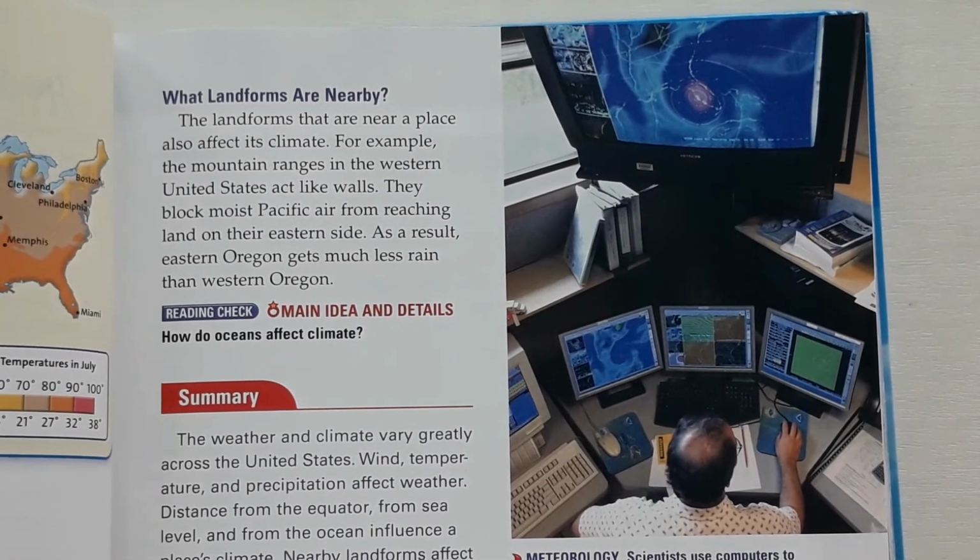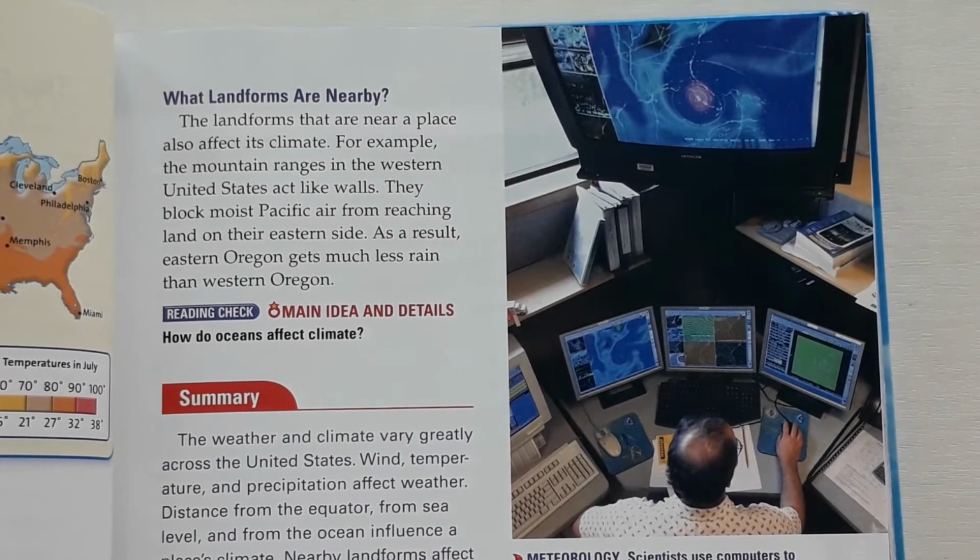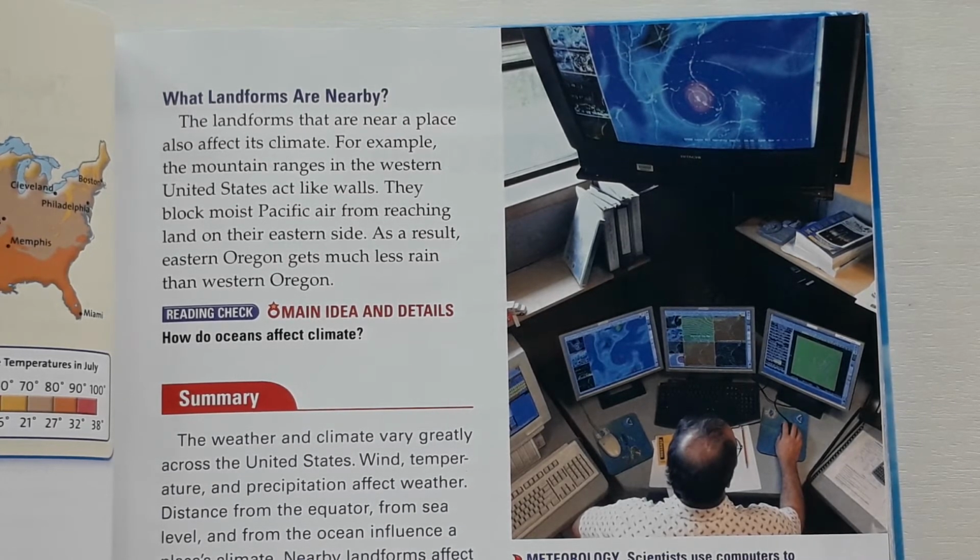What landforms are nearby? The landforms that are near a place also affect its climate. For example, the mountain ranges in the western United States act like walls. They block moist Pacific air from reaching land on their eastern side. As a result, eastern Oregon gets much less rain than western Oregon.